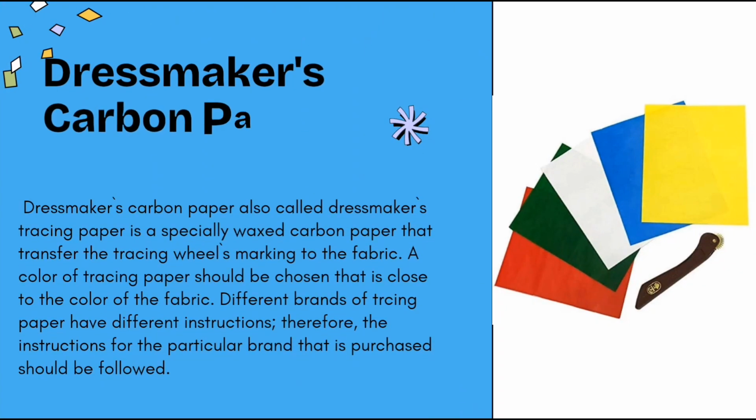Another marking tool is a dressmaker's carbon paper. Dressmaker's carbon paper, also called dressmaker's tracing paper, is a specially waxed carbon paper that transfers the tracing wheel's markings to the fabric. A color of tracing paper should be chosen that is close to the color of the fabric. Different brands of tracing paper have different instructions. Therefore, the instructions for the particular brand that is purchased should be followed.